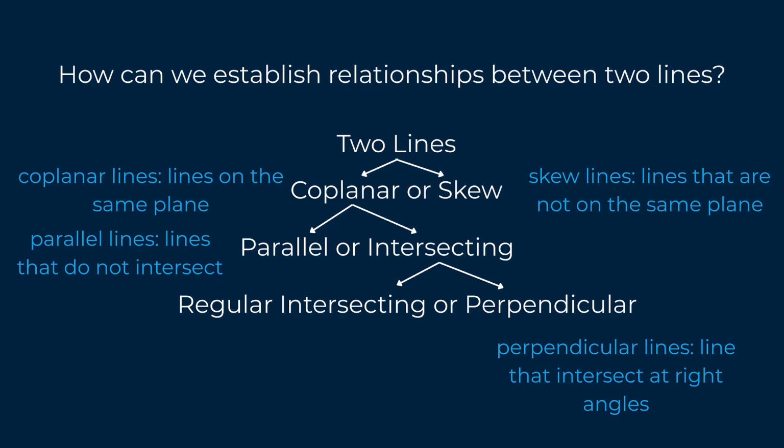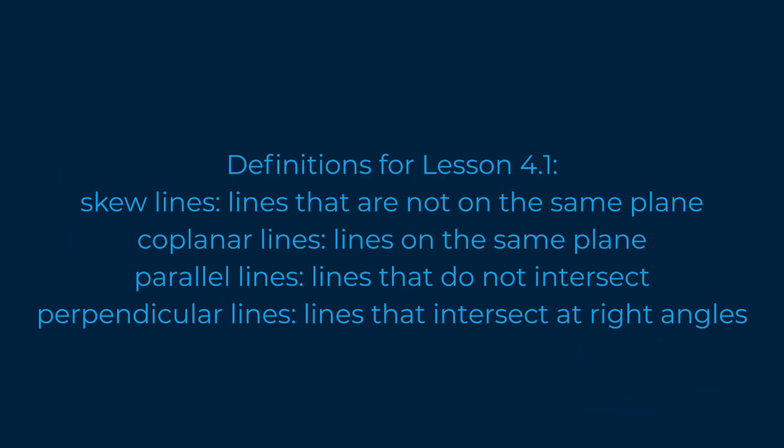So, we've already talked about intersecting lines and vertical angles, right? We've already talked about how vertical angles have to be congruent to one another, and adjacent angles, since they're on the same line, have to be supplementary. Well, perpendicular lines take those supplementary angles and split them into 90-degree angles. 180 degrees equals 90 degrees plus 90 degrees, aka four right angles, which makes them perpendicular. Alright? So, those are the only definitions for lesson 4.1: skew lines, coplanar lines, parallel lines, and perpendicular lines.